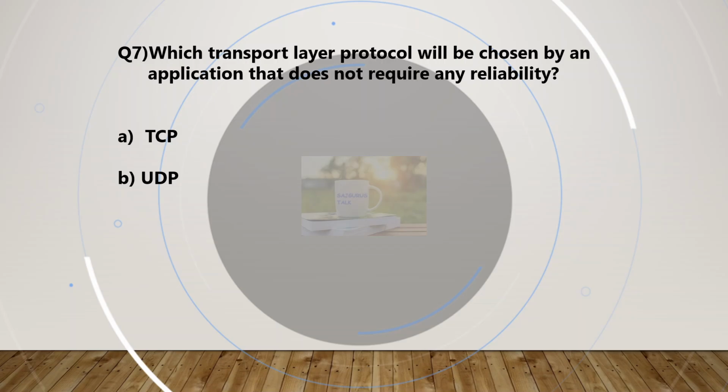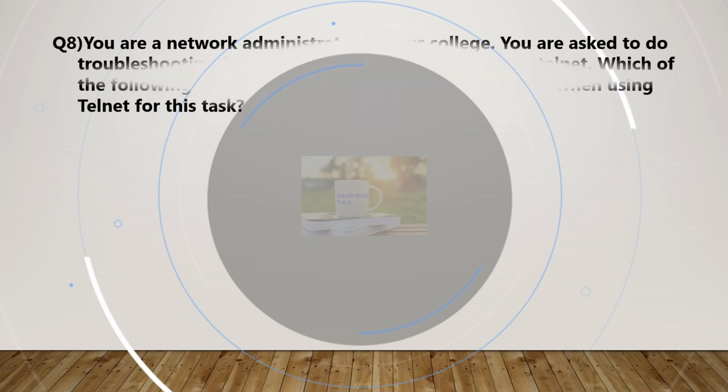Now, next question. Which transport layer protocol will be chosen by an application that does not require any reliability? Options are A, TCP and B, UDP. We know that User Datagram Protocol is a connectionless protocol and provides no reliability. So, the option is B.